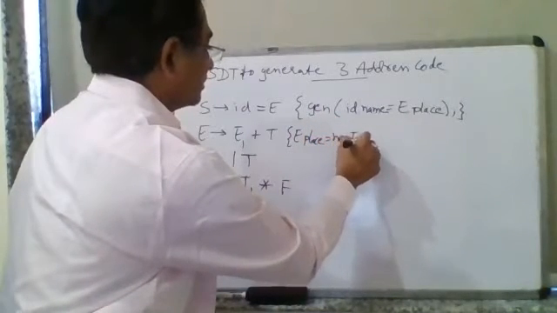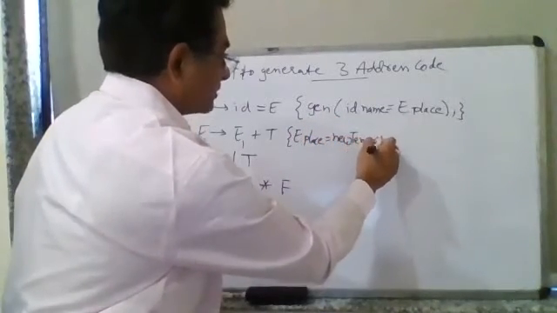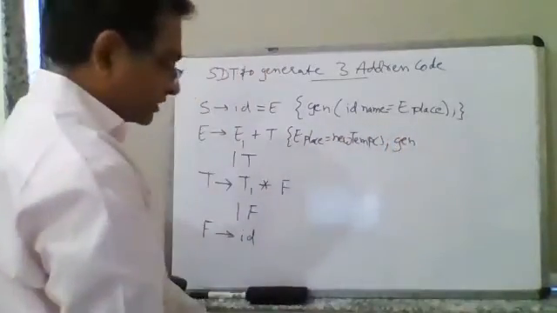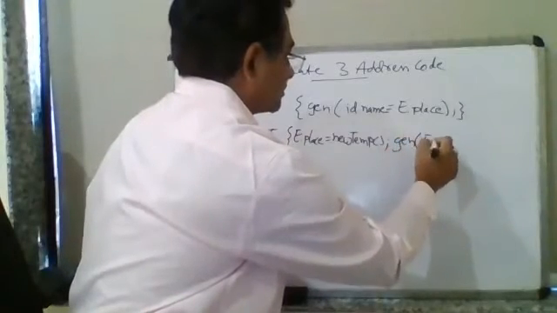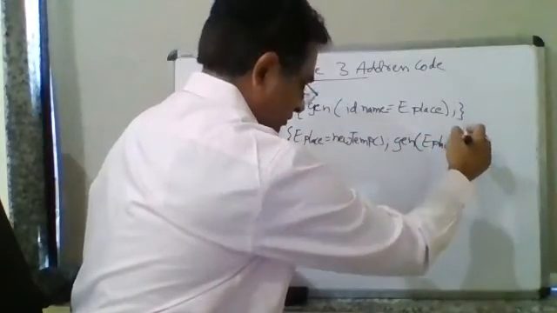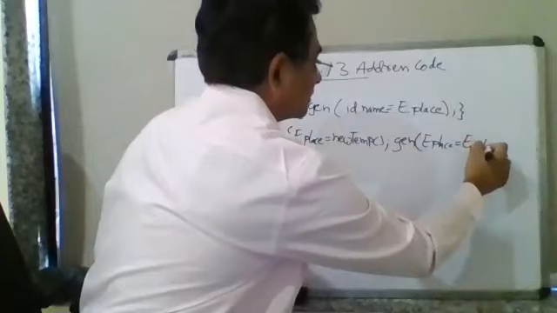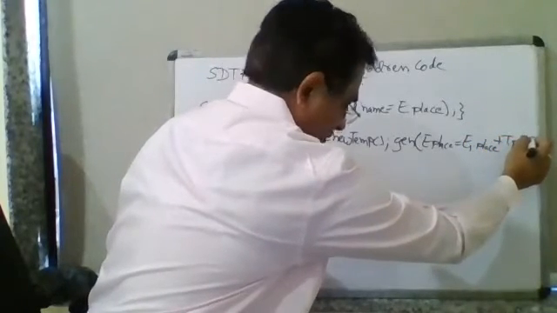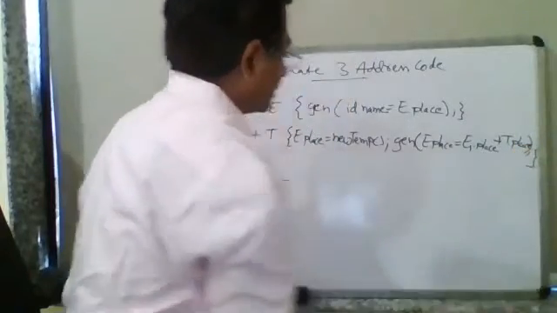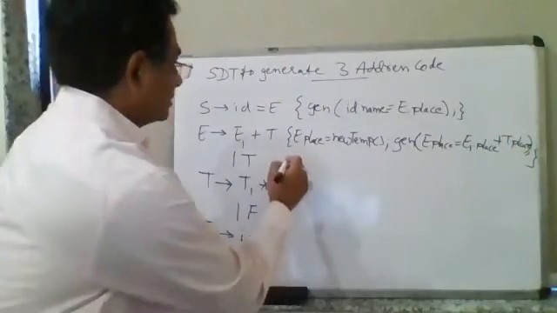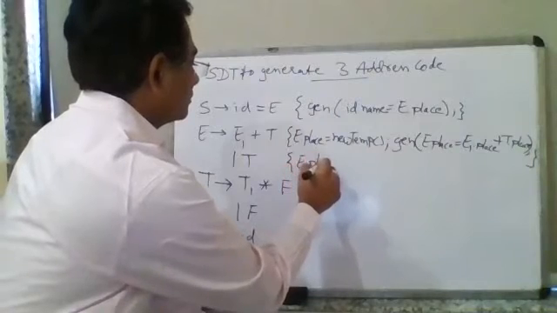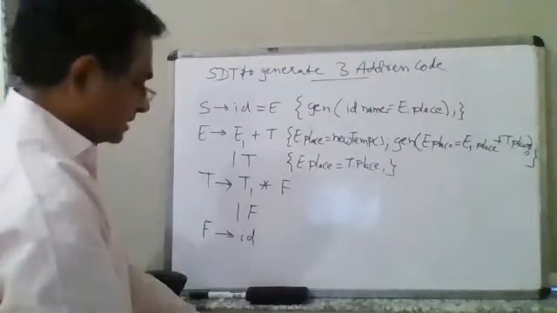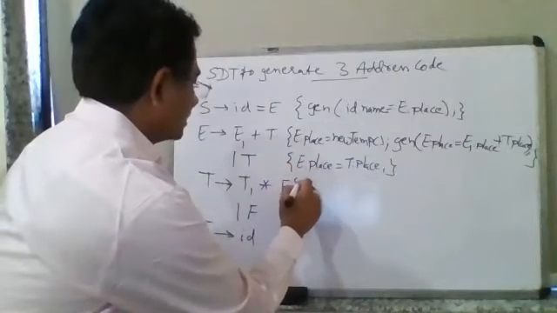So a new temporary variable will be created, and once this is created, it will directly go into the generate function, which is going to say e dot place equal to e1 dot place plus t dot place, right? So this is how it is going to be done, semicolon and bracket. And this is a simple assignment, e dot place equal to t dot place, right?